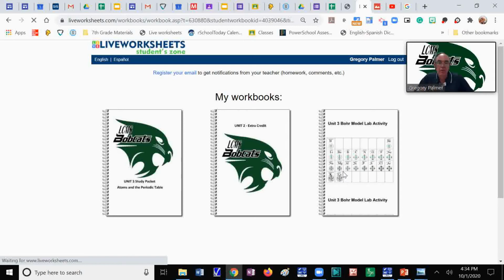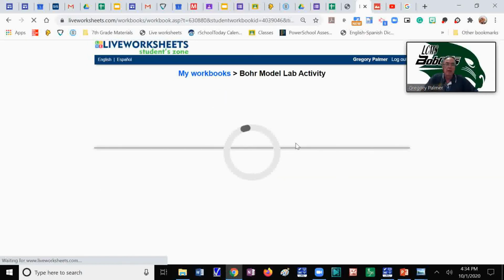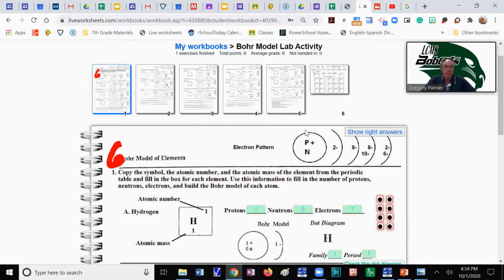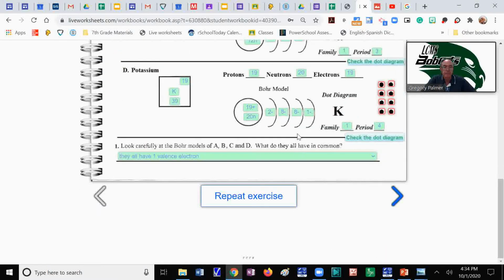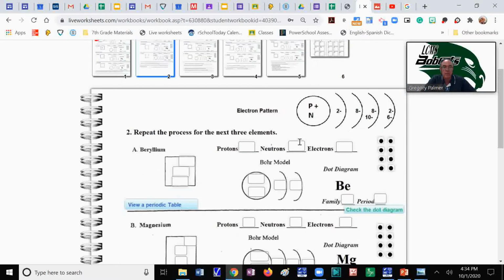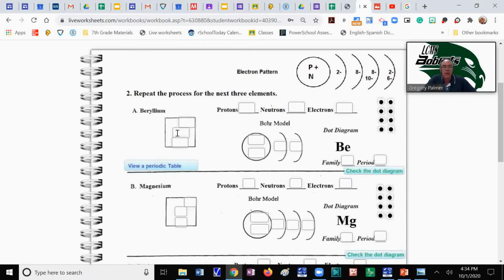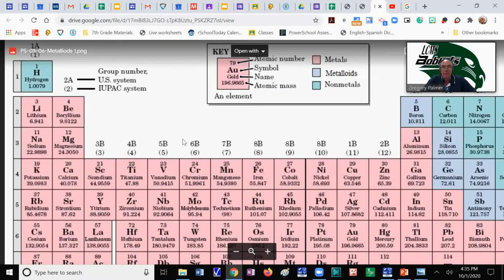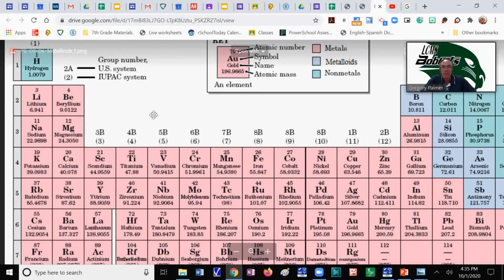So we said we would go over the Bohr models on page 2 and 3. Okay, so here we have beryllium. So we need to look at the periodic table, and we're going to find beryllium.